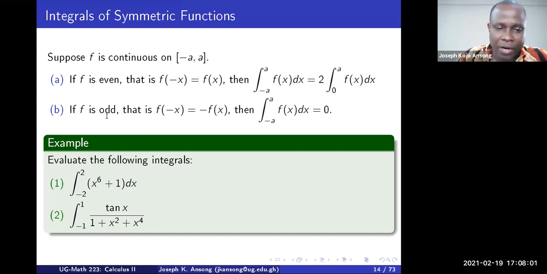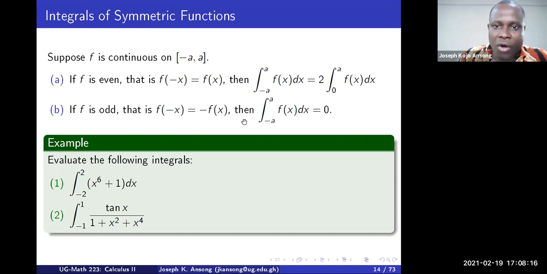If f is an odd function, how do you show that the function is odd? Use this: if I replace all the x's in the function with negative x, and the result is minus f of x, then I know the function is odd.